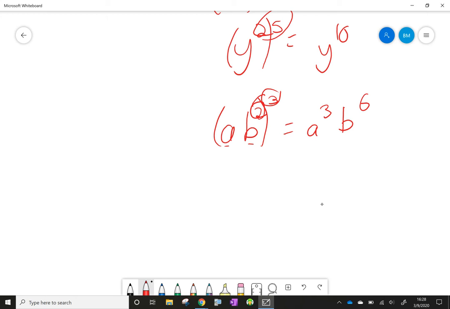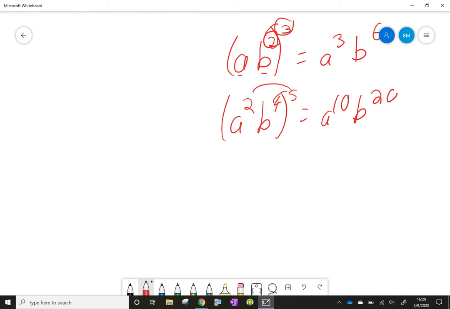So if we had, let's use a, b again. Let's say I have a to the 2nd power and b to the 4th power. And then I said this was to the 5th power. Then I would have the exponent getting multiplied to both of those other exponents. So this would be a to the 10th and b to the 20th.